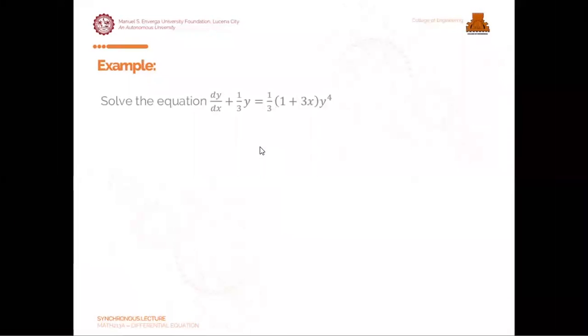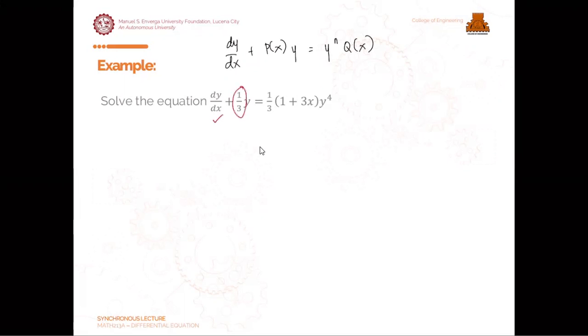Okay? Another example, we have dy over dx plus 1/3 y is equals to 1/3 times 1 plus 3x y to the 4th. Okay? So, pag chinek natin ulit yung formula, dy dx plus p of x y is equals to y^n q of x. Pag tingnan natin yung equation, so ito yung first term.